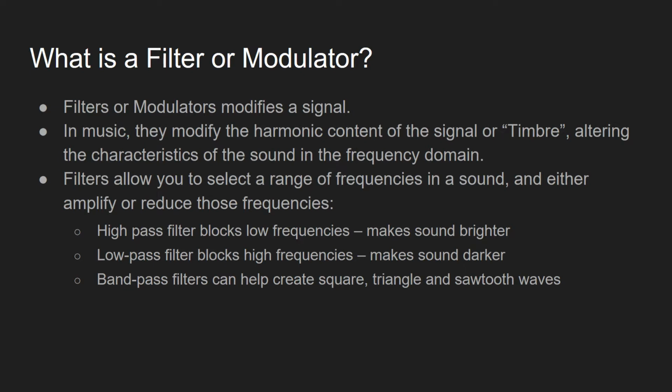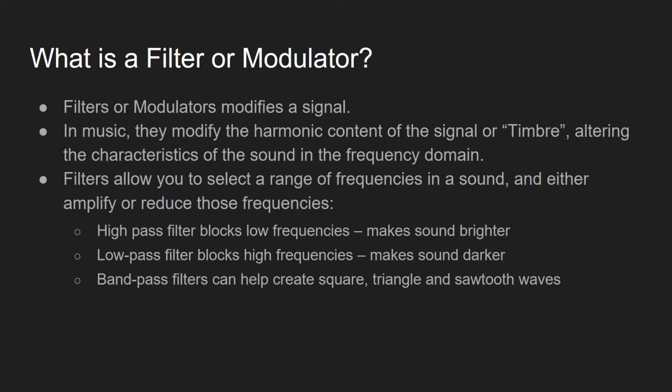So the way that digital synthesizers are able to alter these sounds is through what are called filters or modulators, which modify the signal. In music, they modify the harmonic content of the signal, or what is called timbre, which is altering the characteristics of the sound. And filters also allow you to select a range of frequencies in a sound and then either amplify or reduce those frequencies. So we have different types of filters.